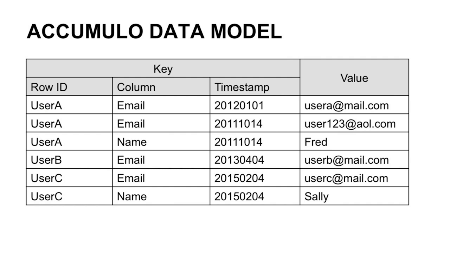Accumulo sorts keys first by row ID, then by column, then by timestamp. The value is not a part of the key and so does not affect the sort order. Row IDs are first sorted in ascending lexicographical order, such as A to Z. Within one row, columns are sorted in ascending lexicographical order. Finally, within a row and column, multiple versions of values are sorted in descending numerical order. This way, the newest version of a row and column appears first when scanning down a table.